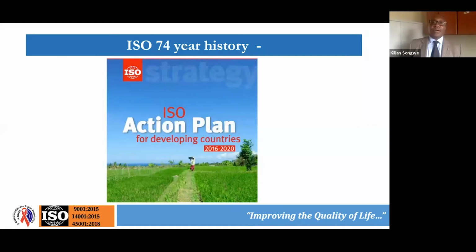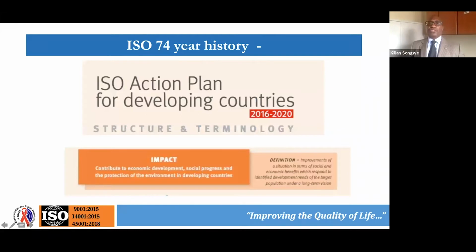So as I was saying, the ISO action plan for developing countries has actually been a great development from the International Organization for Standardization, because this allows for developing countries to be able to reap some of the spoils and benefits for having a standard system to work with. When we look at the ISO action plan for developing countries, there is a clear strategy, there's a clear structure and terminology. I just looked at the very first level where it talks about the impact. It talks about contributes to economic development and social progress. The economic development and social progress of developing countries is very key if you are going to take goods to markets. One of the biggest challenges that we have in developing countries is how they can take food products to market.